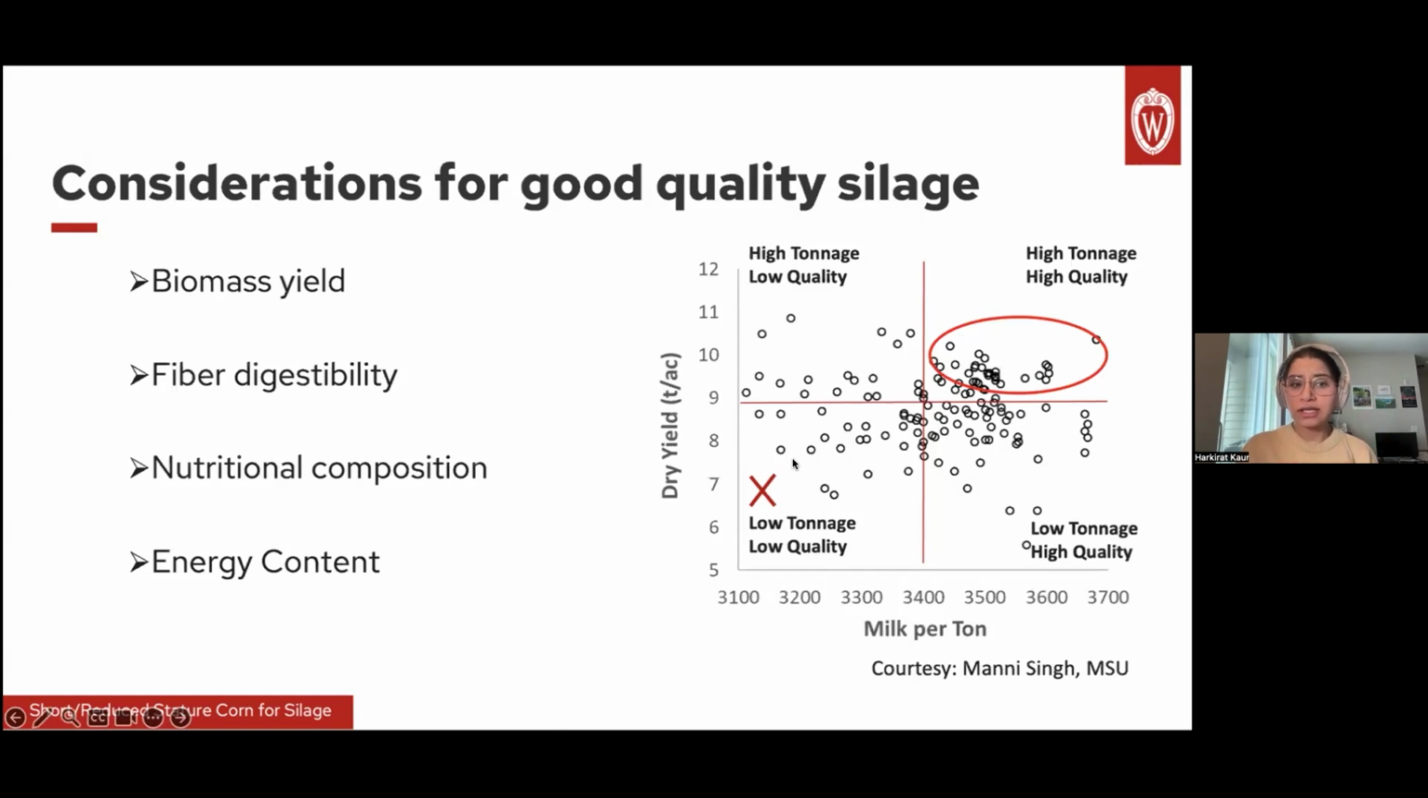So in order to test where our corn hybrids, or short corn hybrids at this moment, that are available to us fair, we conducted some research in collaboration with the industry, and I'll be showing some preliminary results from that going forward.